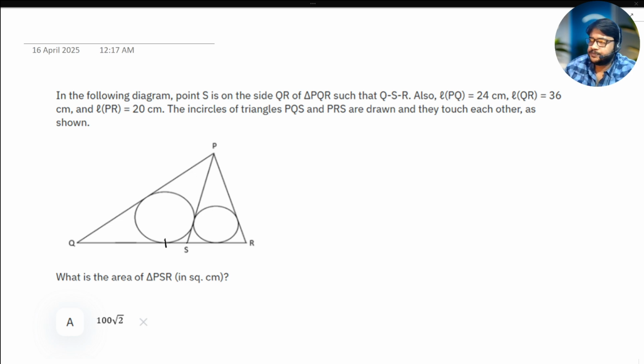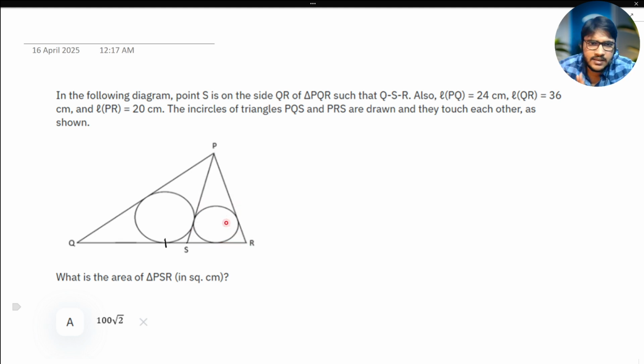Now let's read it. In this question, they have said that in the following diagram, S is a point on the side QR of the triangle PQR. So this is a triangle PQR. S is a point on the side QR such that QSR is a straight line. There are some dimensions given like PQ is 24, QR is 36 and PR is 20. And then there are incircles of the triangles PQS and PRS drawn such that they touch each other. Question says that what is the area of the triangle PSR? So we need to find the area of this triangle. If we can find the area of this triangle, everything will be sorted.